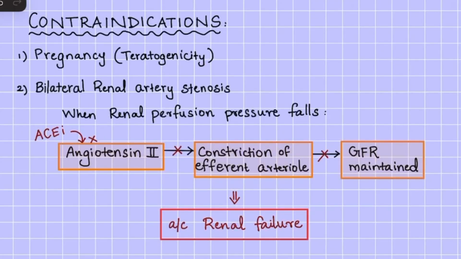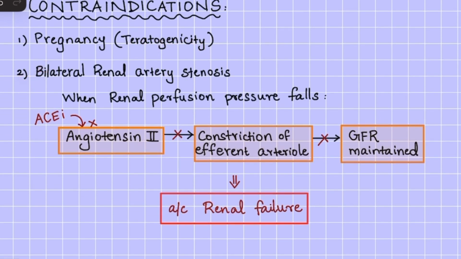Now we have the contraindications of ACE inhibitors. First is pregnancy, because ACE inhibitors can cause teratogenicity. Then we have bilateral renal artery stenosis. Now, in case of bilateral renal artery stenosis, the renal perfusion pressure will be low.